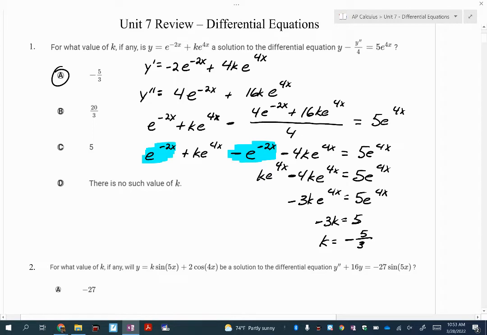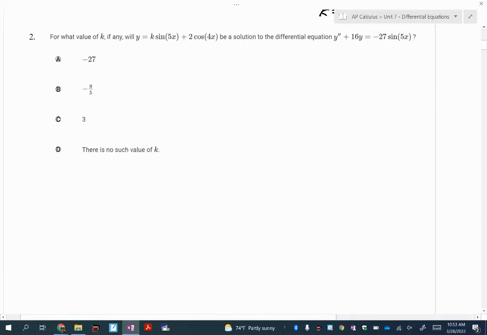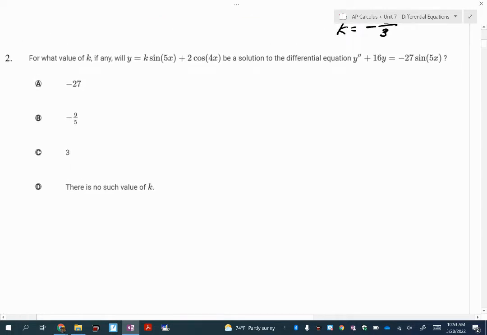We practiced this in our first section on this unit on differential equations. All right, let's try number 2. Very similar type question. Again, when I look at my differential equation, it has y double prime. So I'm going to find y single prime, and then I'll be finding y double prime.